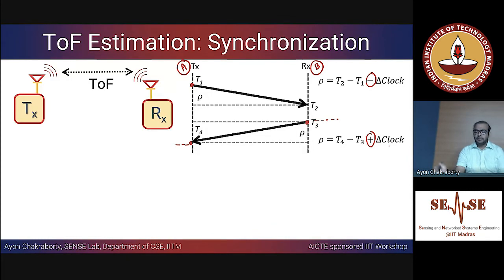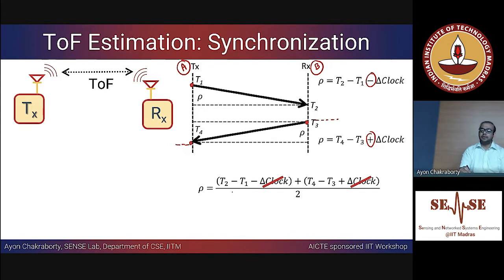Now we have these two instances of rho, and if we simply add them we get 2 rho. So 2 rho is equal to T2 minus T1 minus delta clock, plus T4 minus T3 plus delta clock. So I somehow got a magical way to compensate for this clock offset, right? In this way you can add up these things.